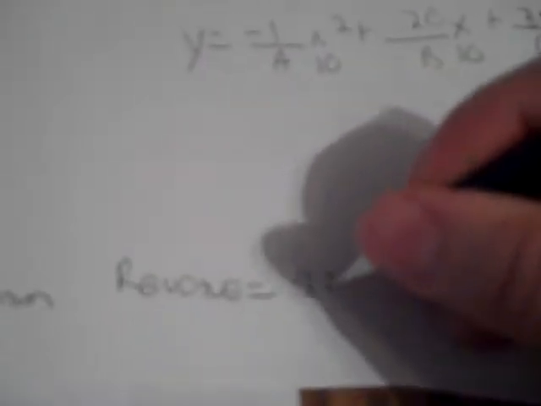The 10 is the number of price changes that happen. Negative 1, and then 10 to the second, plus 20, and then 10, plus 3,500. Okay, not sure what's going on there. Come on. $3,600. Okay, so $3,600 is the maximum revenue.